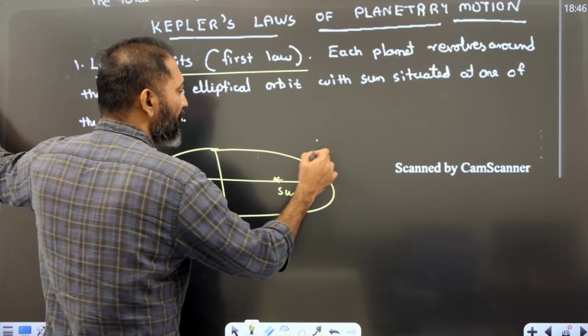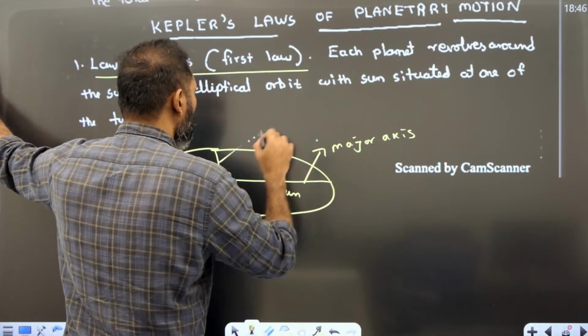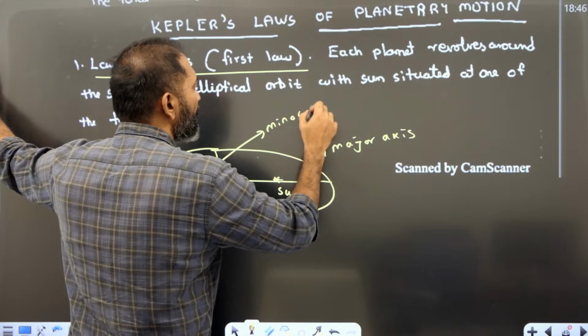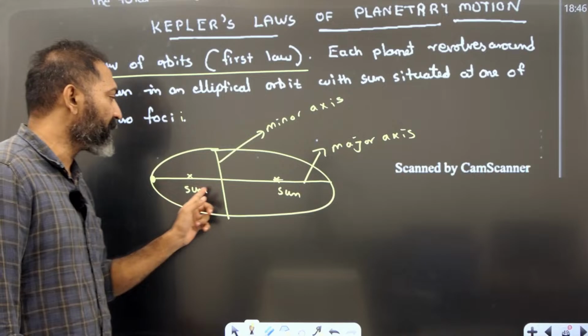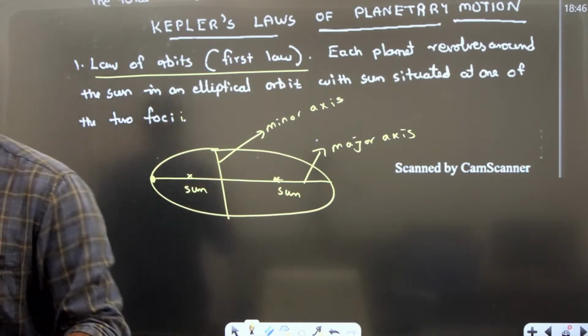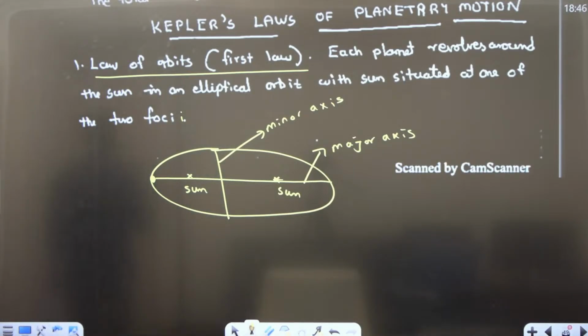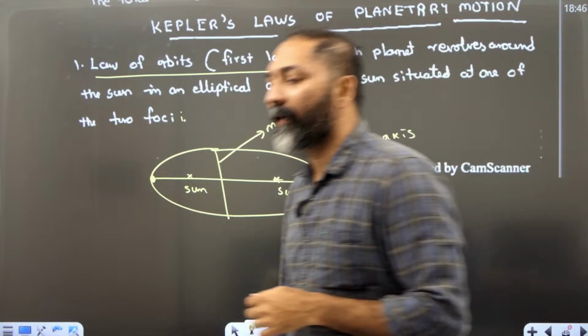See, this is called the major axis, and the smaller one is called what? Minor axis. Listen, don't think that there are two suns. Only one sun. The sun will be either at this position or at this position. So each planet revolves around the sun in what orbit? Elliptical orbit, with the sun situated at one of the two foci. This is called Kepler's first law, or the law of orbits. Note here. Then draw this figure. The figure shows the major axis and also the minor axis.